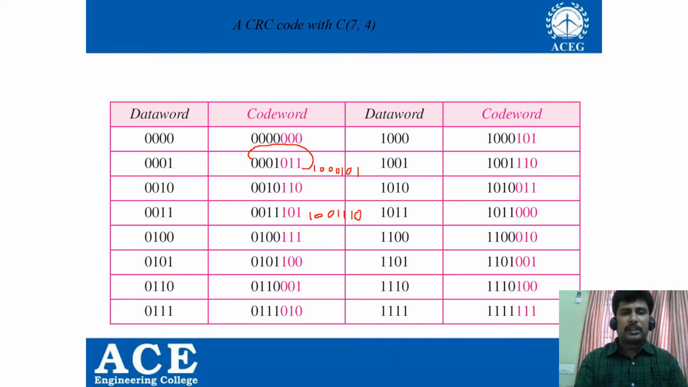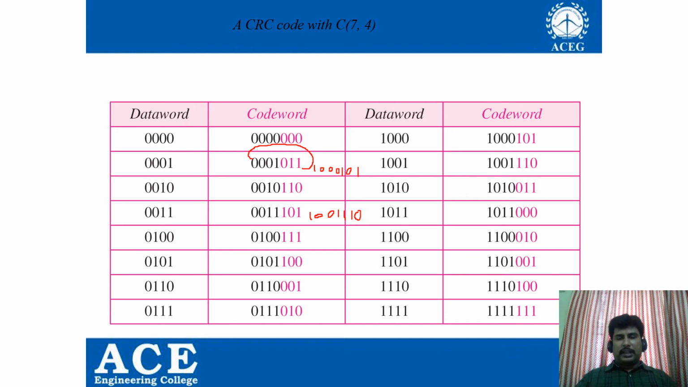So here you have an example of a data word of length k equal to 4 and n equal to 7. So the number of redundant bits added is n minus k, which is equal to 3. So in a cyclic code, if a code word is cyclically shifted, it will result in another valid code word. Here n equals 7, k equals 4, and the number of redundant bits added is 3.